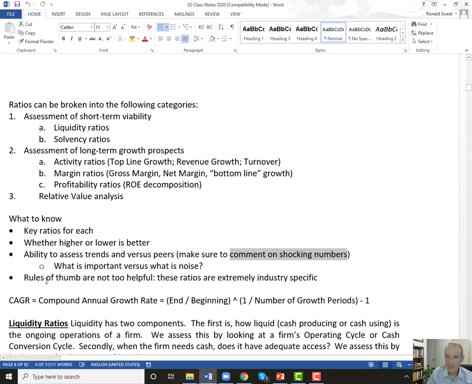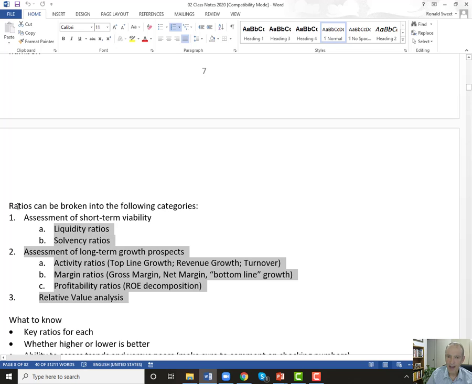So rules of thumb are helpful, but we just don't have them because they're so industry specific. But again, we're going to be looking at these versus industry, and that will give you some sense if your firm's way out of line or not. So you will have a little bit of rules of thumb. All right, so how important is this?